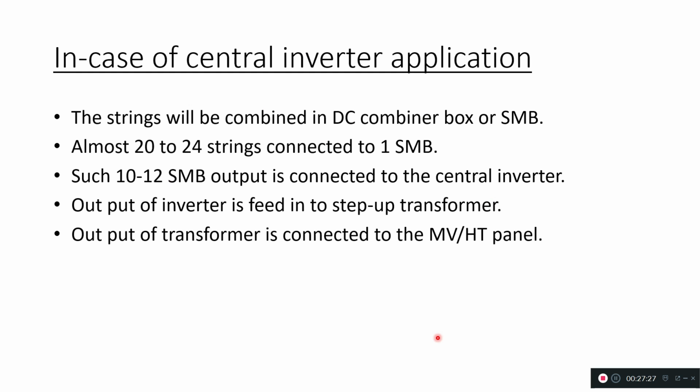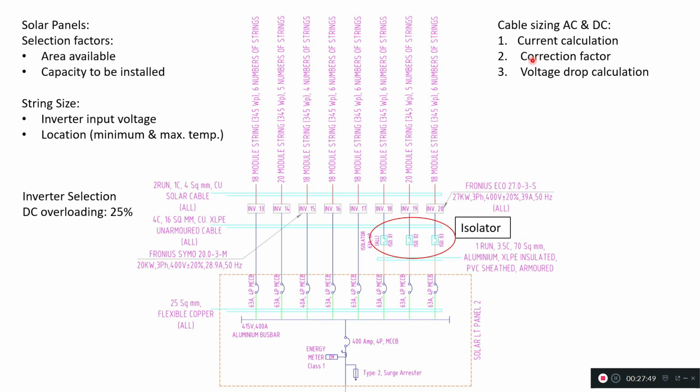Okay guys, so this was it about the single line diagram. In every project this will mostly be the same, but before that I would like to tell you 2 points. First is this scenario: in case of a central inverter, what will be the change in the single line diagram? Okay, that I will tell you. So we'll go back to the SLD. Here in a string inverter, the strings are directly connected to the inverter.